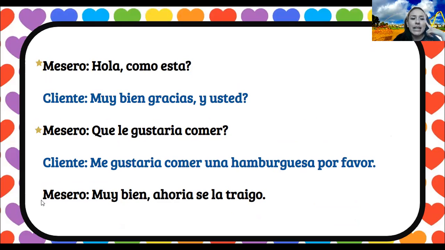So the waiter is going to have 3 lines, and the waiter is the person that takes your order at the restaurant, okay? And then el cliente is the client, okay? That's you. When you go to a restaurant, you're a client, okay? You pay money to get something in return, okay? So I'm going to read all the sentences first to you so you know what it sounds like. And then I'm going to be the mesera and you're going to be the cliente, okay?